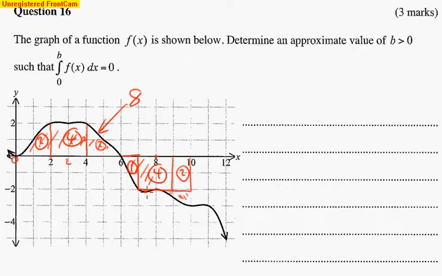Now I've got this bit, and this little bit here. Well, I reckon they make about another 1, 4, 5, 6, 7, 8. So that then becomes the area below the line there would be 8 if I go as far as 10. So I reckon that b equals 10.